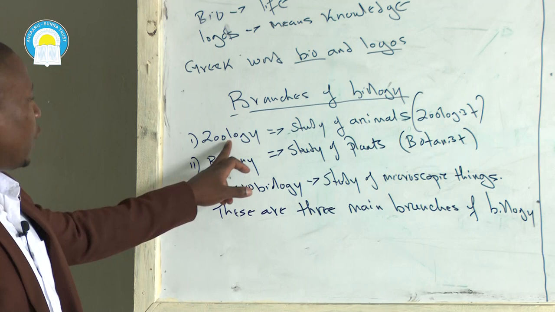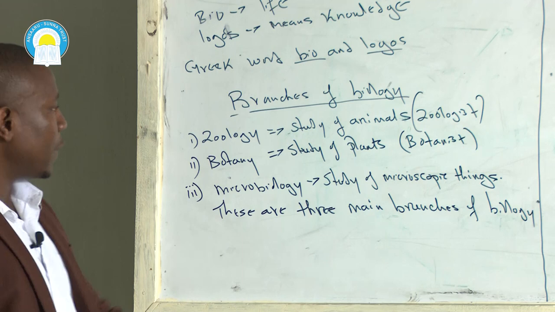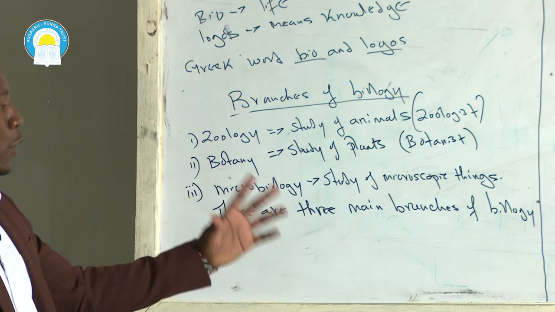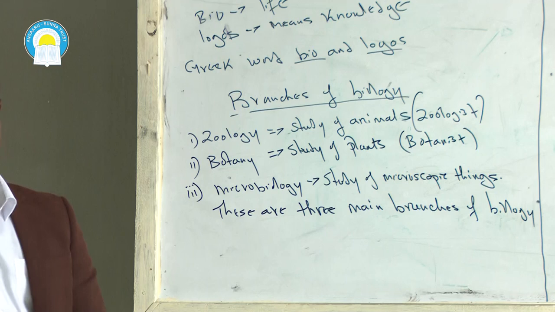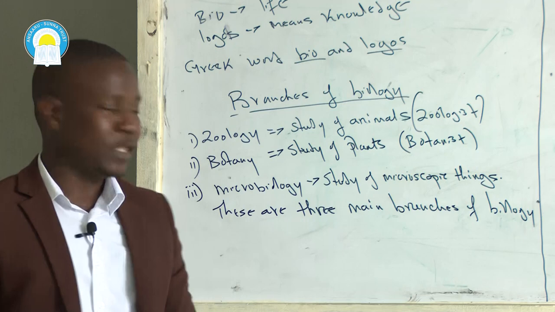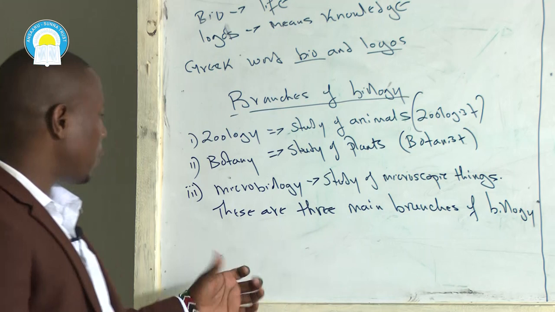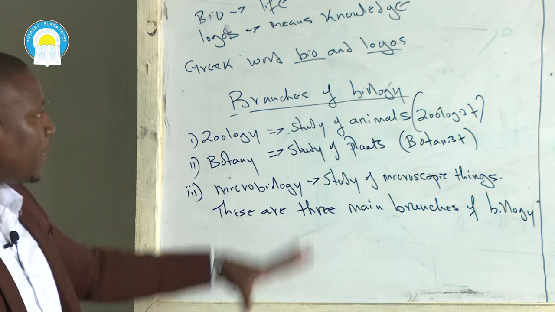That is zoology, the study of animals, and the person who studies zoology is called a zoologist. Number two, botany, the study of plants, and the person who studies botany is called a botanist. Number three, microbiology, and the person who studies microbiology is not well defined, so we just call them microbiologists. These are the three main branches of biology, though there are many other branches.